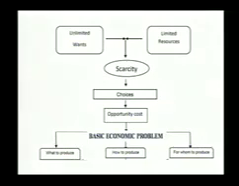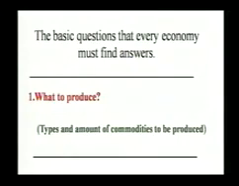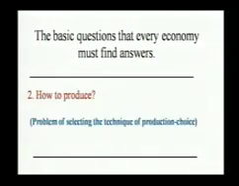So in other words, these are the basic questions that every economy must find answers to. What to produce. What do you mean by what to produce? That means the type of goods and services. A producer must decide what type of goods should be produced and the amount of commodities to be produced. That is called what to produce.